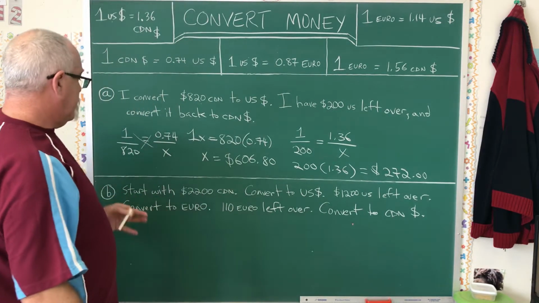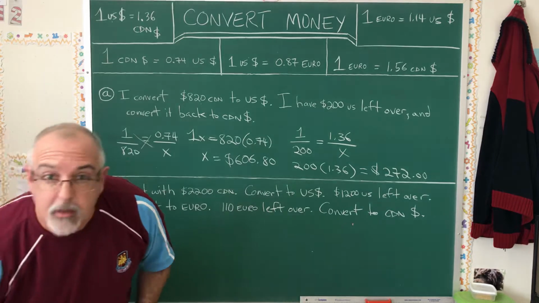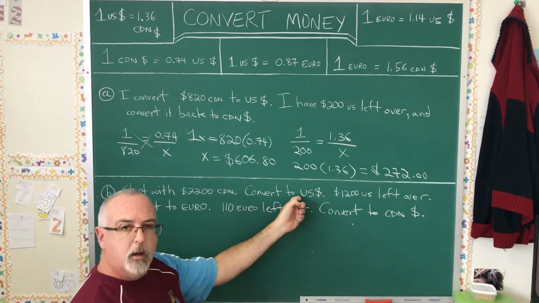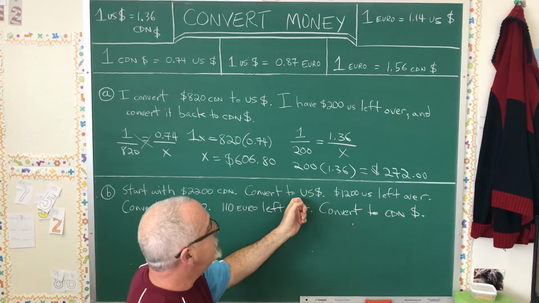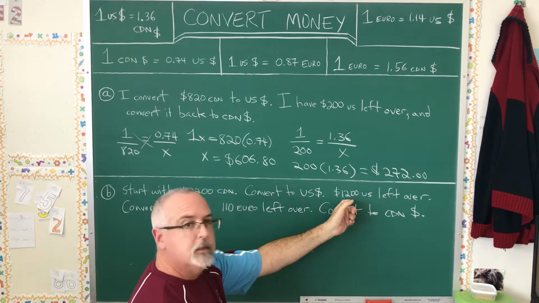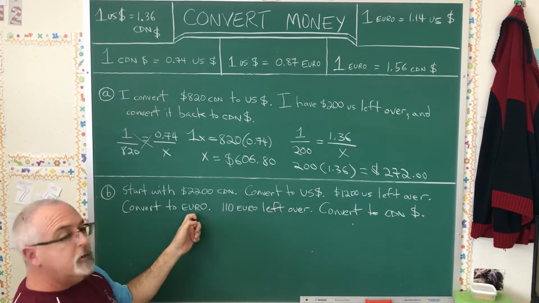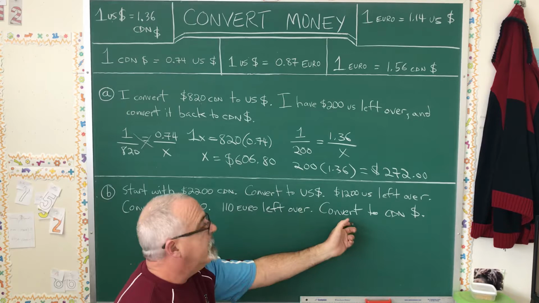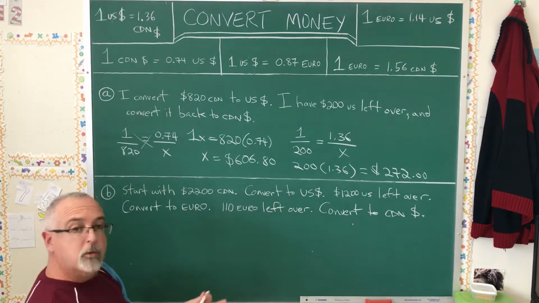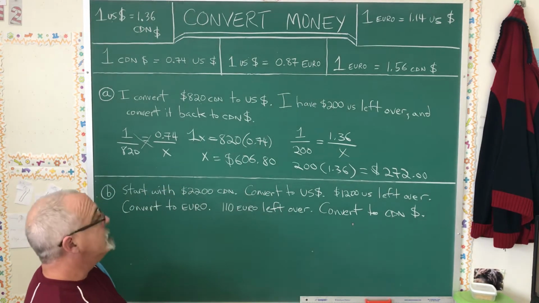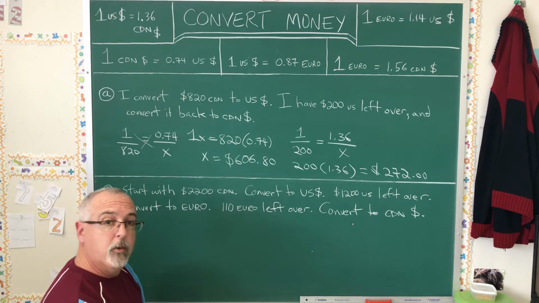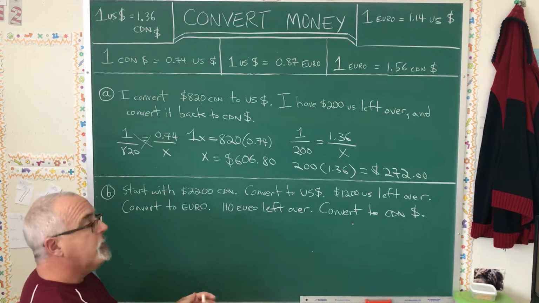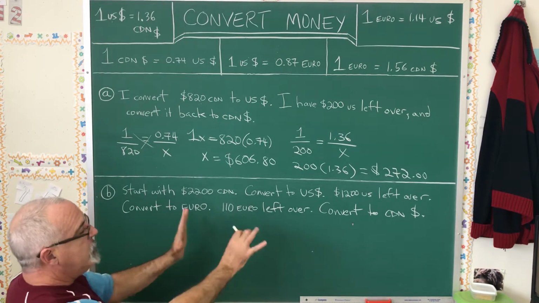Now let's answer question B. This one's a bit longer. We start with 2,200 Canadian. We convert it to US dollars. I guess we're going on a trip to the United States. But then we have 1,200 US left over, and we're converting that to euros. And then we will have 110 euros left over, convert that back to Canadian dollars. Okay, so I guess we're doing a trip in 2 stages. From Canada to the US, stay there for a while, and then go from the US to Europe. Stay there for a while, then go back to Canada. Again, we do it in pieces.